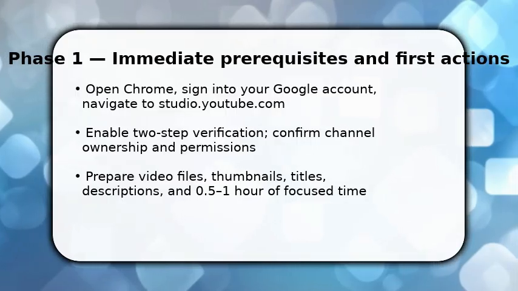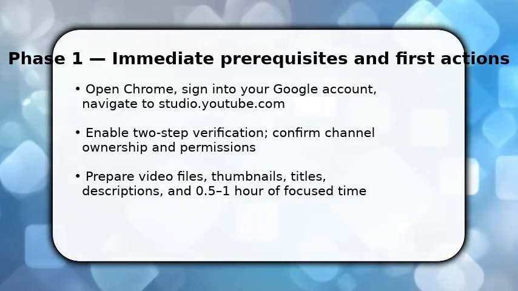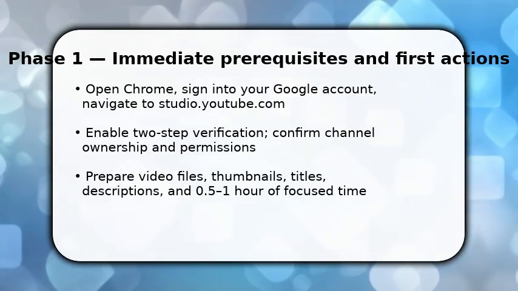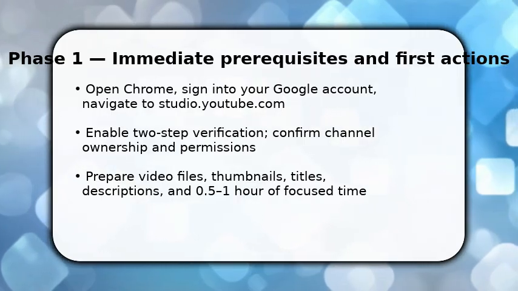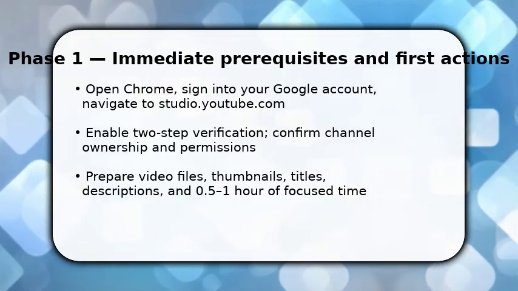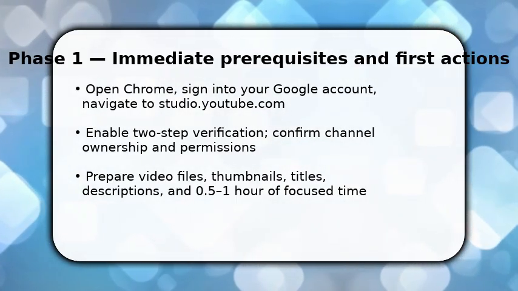You open Chrome and go straight to Studio.YouTube.com, sign in with the Google account tied to your channel. Make sure two-step verification is active and your channel ownership is confirmed so advanced features work. Upload your video files and have thumbnails, titles, descriptions, tags ready. This saves time. Once done, click Create, then upload videos to start the process.